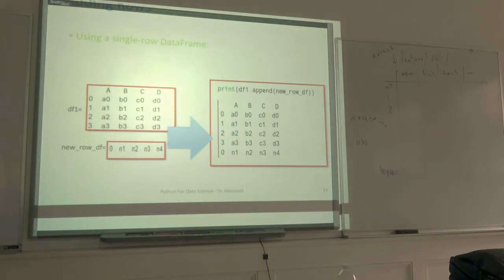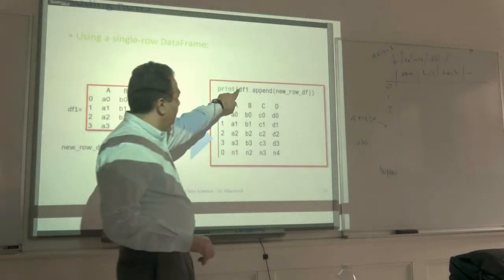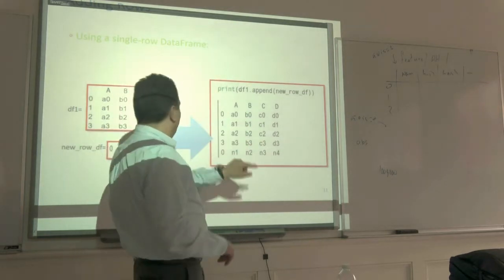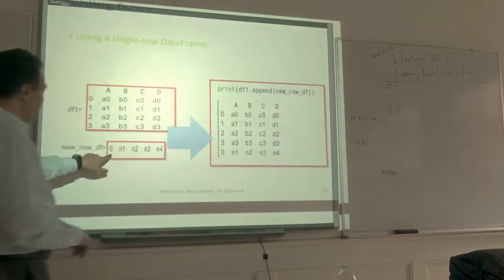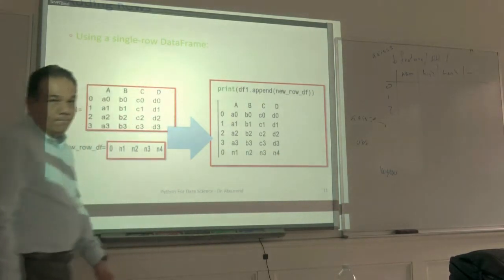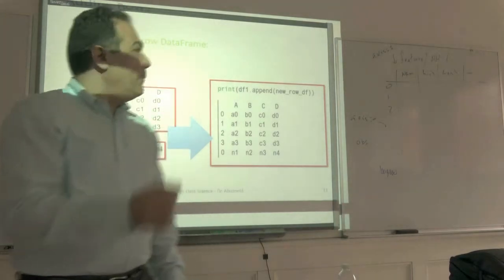Using a single row frame, we're adding rows. I have data frame 1, and this is a row. If I need to append it, it's very simple. Data frame 1 append, and the new row df. So the new row df will be substituted with the values of the row and appended here. So if you need to add one object with a data frame or a row, use append.